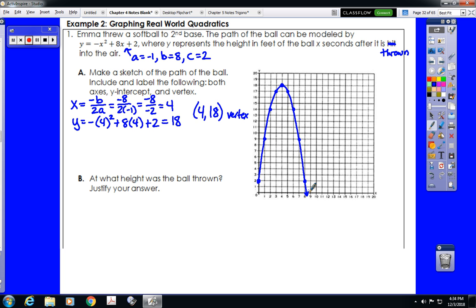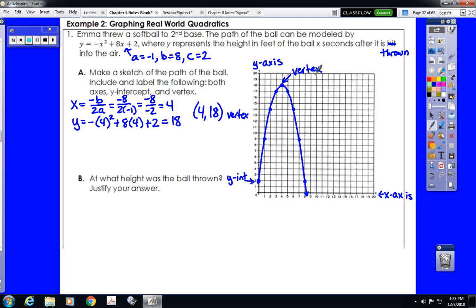Now it says to label some things here, so let's label some things. We have a y-intercept right there. This is the y-axis, which is already labeled, so I'm not really sure why they want us to label that. Here's the x-axis. It is already labeled. And the vertex, which would be this point right here.